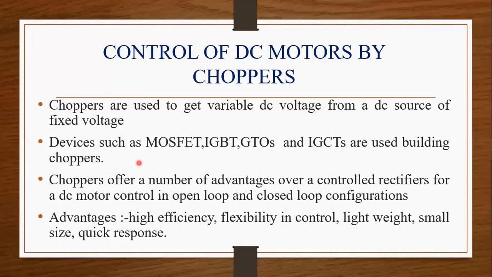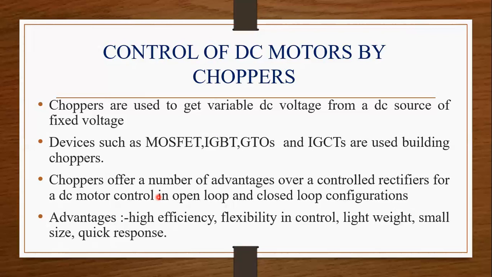Then, choppers offer a number of advantages over controlled rectifiers for DC motor control in open loop and closed loop configurations. That is, over single phase semi-controlled rectifiers, single phase fully controlled rectifiers, and also three phase semi-controlled and three phase fully controlled rectifiers. Is it clear?